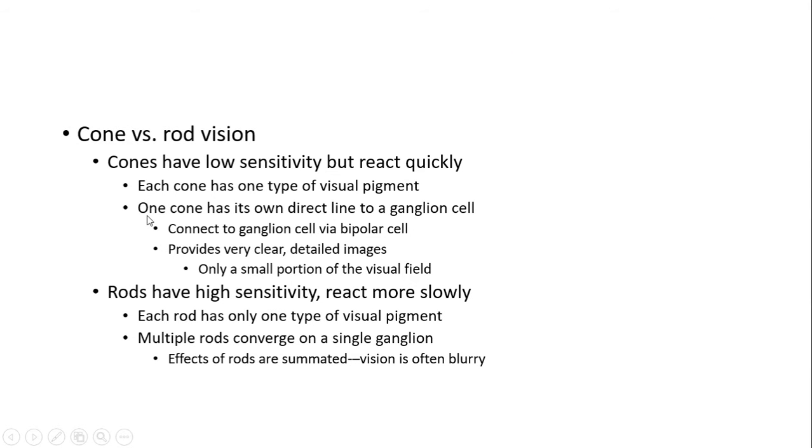Okay, one cone has its own direct line to a ganglion cell. If we look over here, multiple rods converge onto a single ganglion. They all converge into, let's say, the bipolar cell, which we saw in red, and then the bipolar cell went to one single ganglion. Now, one cone has its own direct line to the ganglion cell, connecting via the bipolar cell.